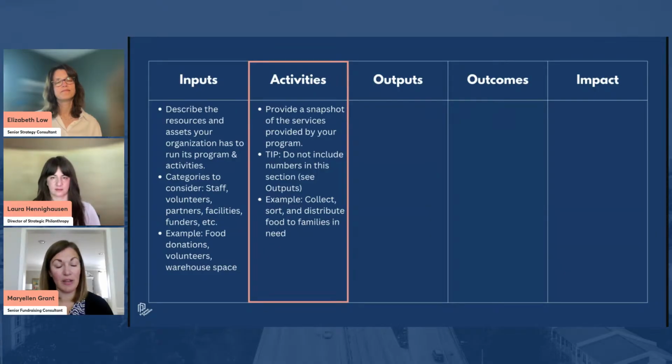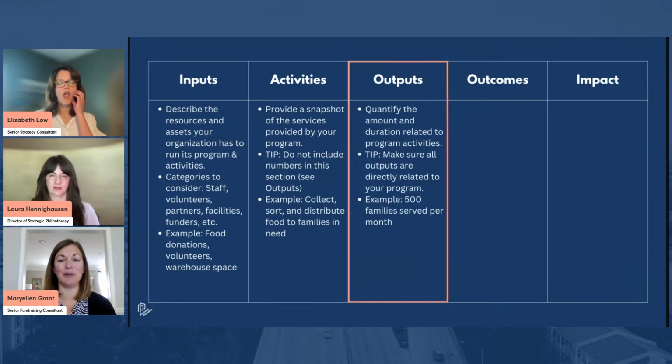So typically, this is a place where you list the key activities of your program. You will not include numbers in this section. I know that doesn't work with a lot of people's brains because they're so tied together, but with a logic model, they're separated, activities and then outputs.